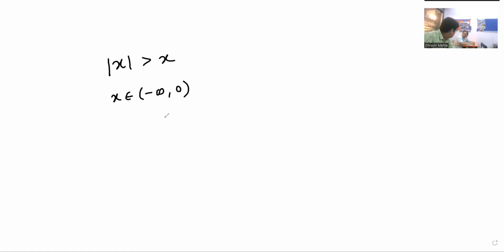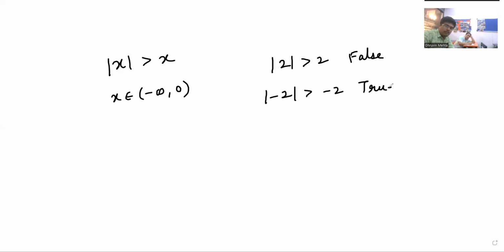वो अभी आपने कुछ लिखा हुआ है. वो भी हमने डिस्कस किया ना एग्जांपल लेके. हाँ, वो एक बार लिखा हुआ है. So you take a positive number, तो ये तो false हो गया. But if we take mod -2 greater than -2, ये true है. It works for negative numbers. This property.